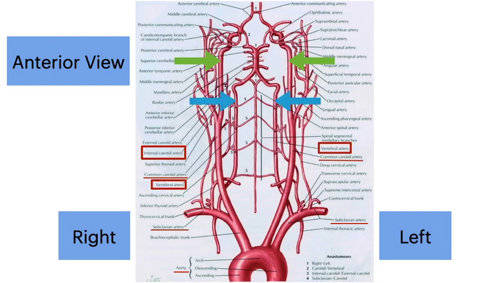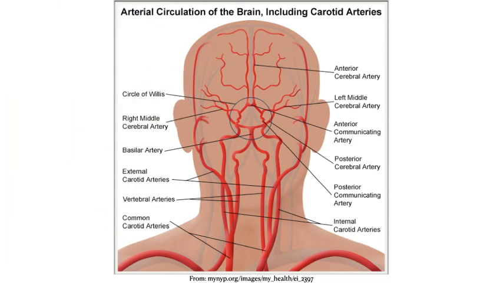Here are the vertebral arteries. The vertebral artery is the other major blood supply of the brain. It is a major artery in the neck. It branches from the subclavian artery, where it arises from the posterior superior portion of the subclavian artery. On this diagram, we see the 2 major arterial blood supply of the brain: 2 internal carotid arteries and 2 vertebral arteries.